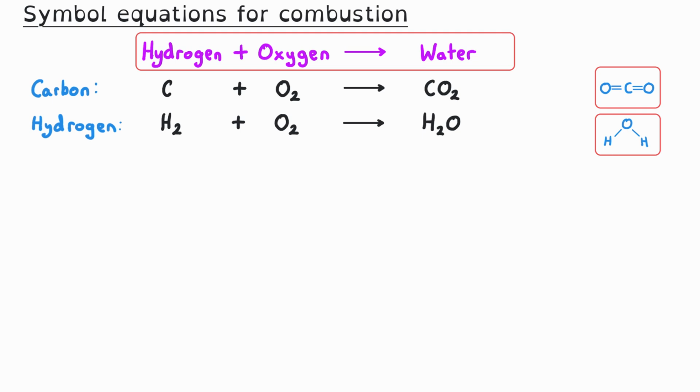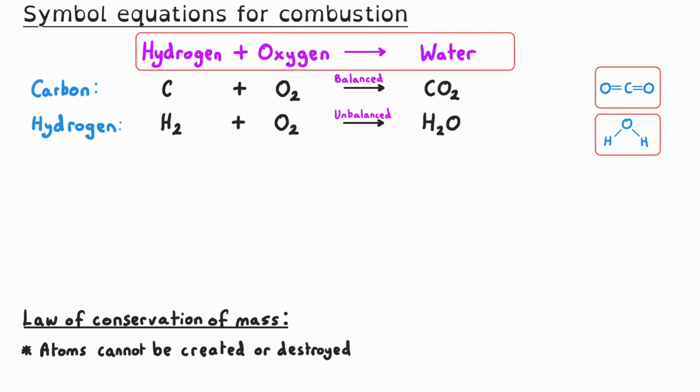Now, this second equation is unbalanced, and it's unbalanced because of something called the law of conservation of mass. Now, there's two crucial components to this. First of all, the law of conservation of mass dictates that atoms cannot be created or destroyed. And this equation looks like I'm trying to suggest that two atoms of hydrogen and two atoms of oxygen can produce water, which only has two atoms of hydrogen and one atom of oxygen. And so this cannot be the case.